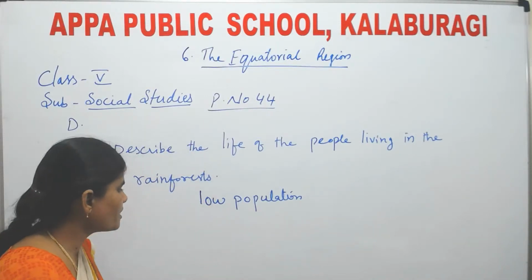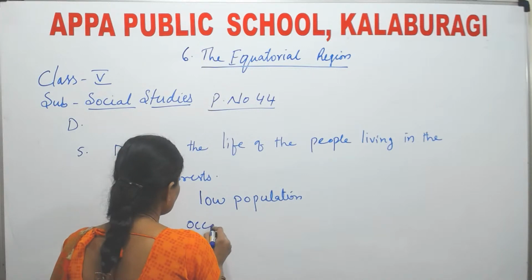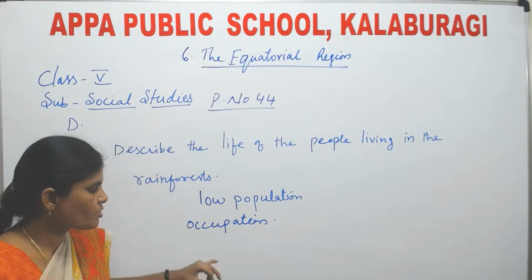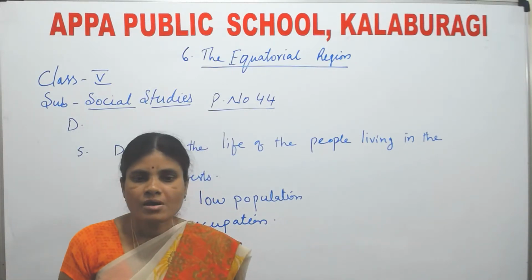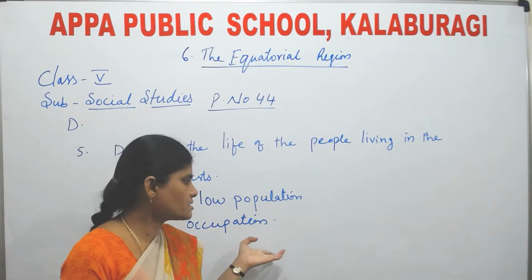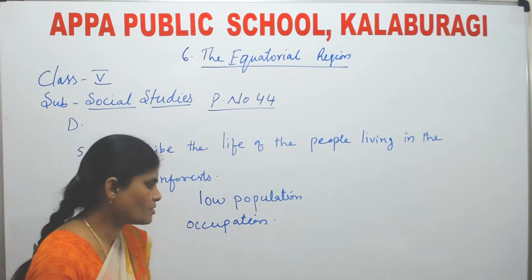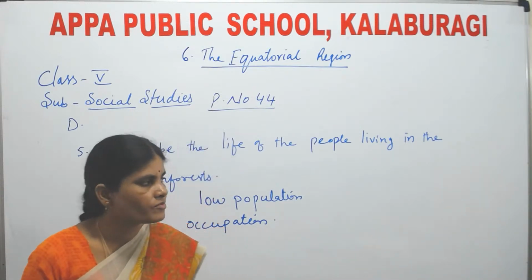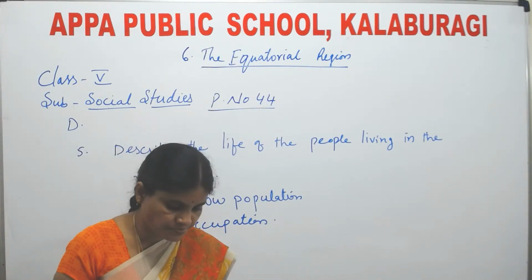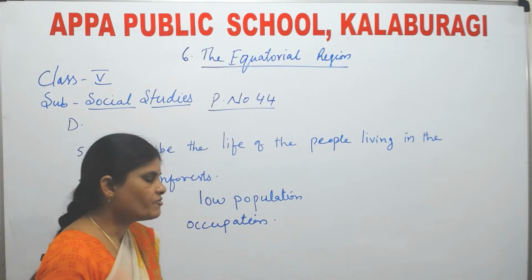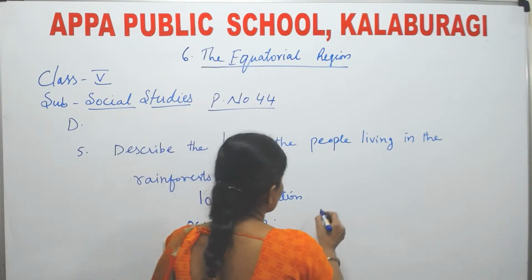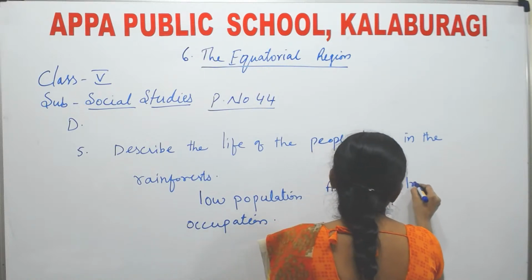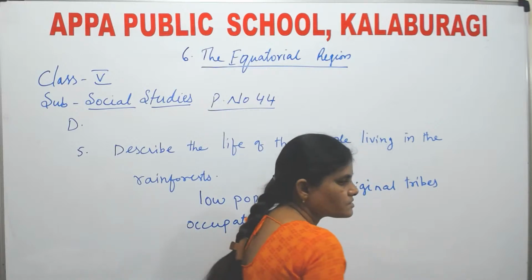Next, what are the main occupations of these people? The occupations of these people are hunting, gathering, farming, fishing, etc. Hunting, gathering, farming, fishing are the occupations of the people of this region. Next, what type of people live in this region? Aboriginal tribes. Aboriginal tribes live in this region.